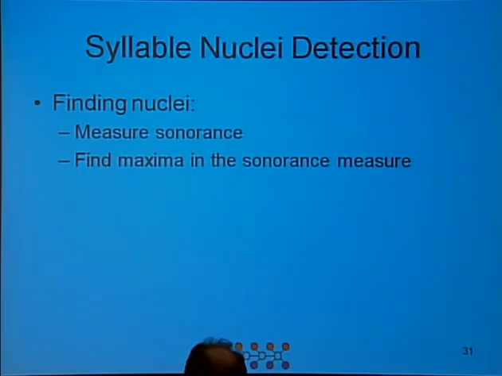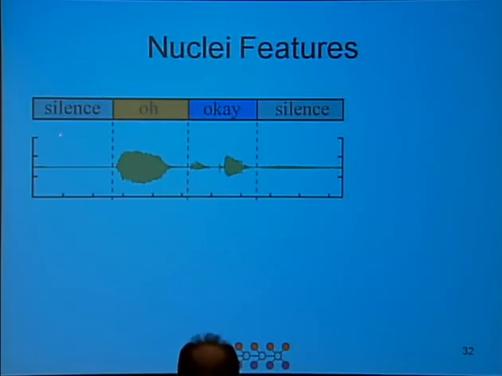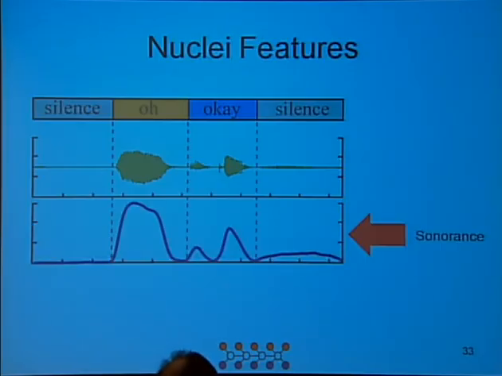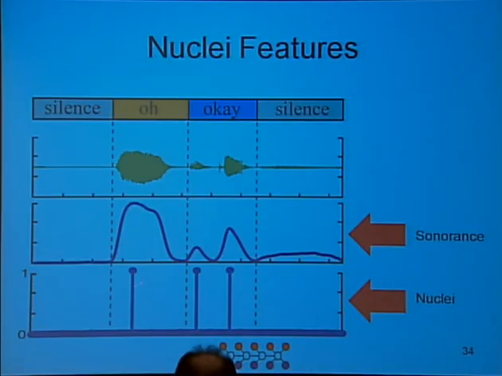So what we're going to do to find nuclei is we're going to measure sonorance, and then we're going to find maxima in the sonorance measure. So here's an example. The utterance is silence, O, OK, followed by silence. And then we have some sort of measure, and then we take the maxima. So there's 3 syllables, O, OK.